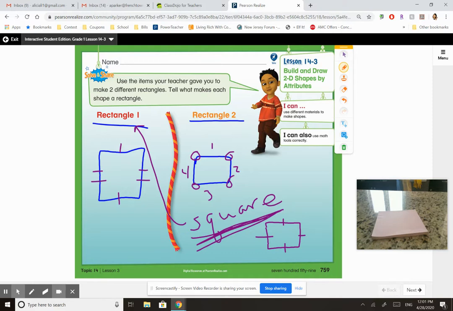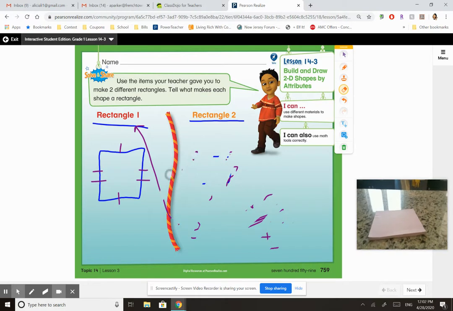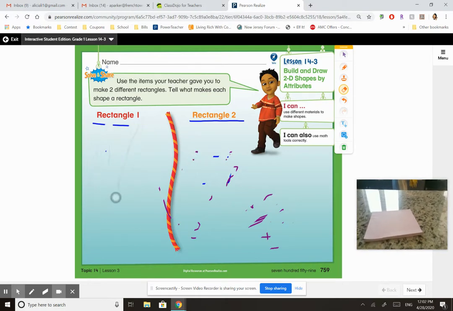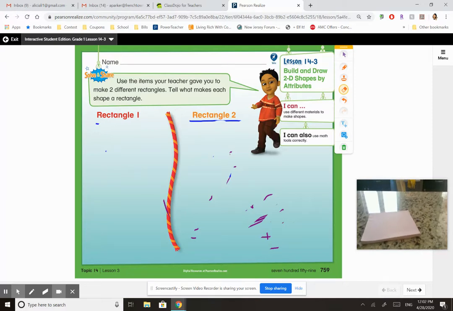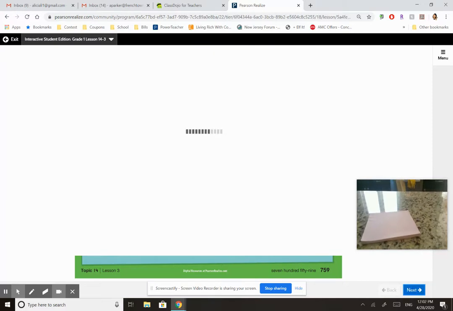Okay? All right, moving on to this lesson. This lesson is go find me 2 different rectangles in your house. And then I want you to trace it. All right, so let me erase all this. You're going to go somewhere in your house, find 2 things, and put it on your paper and trace it, okay? 2 different ones.